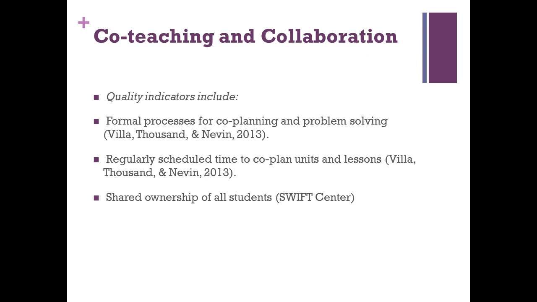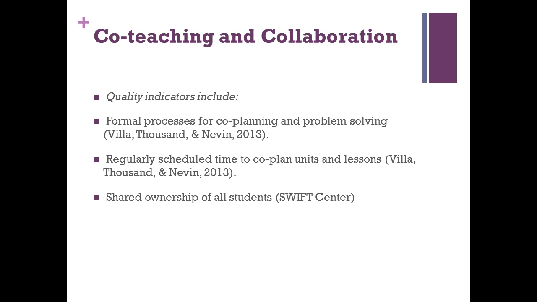Another essential aspect of inclusive schools and classrooms is co-teaching and collaboration. Some of the major quality indicators include formal processes for co-planning and problem solving. Rich Villa, Jackie Thousand, and Ann Nevin are some of the most prominent practitioners and researchers in the field of co-teaching. They also talk about the idea of regularly scheduled time to co-plan units and lessons. What we see in inclusive schools is that co-teachers are often meeting together, they have common planning time, they have time to meet as a team and problem solve.